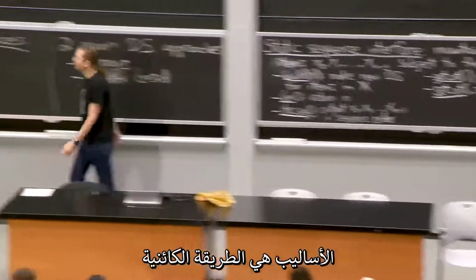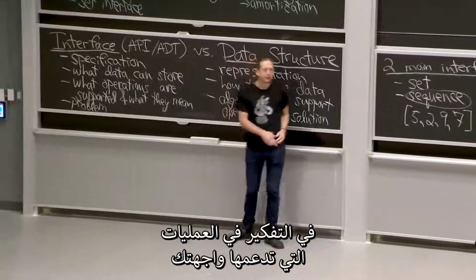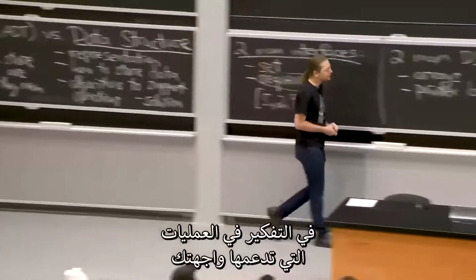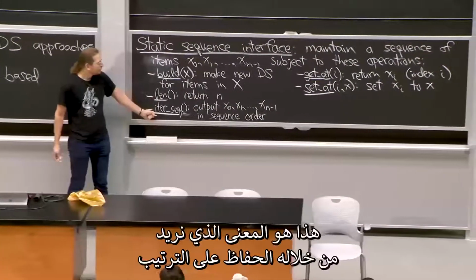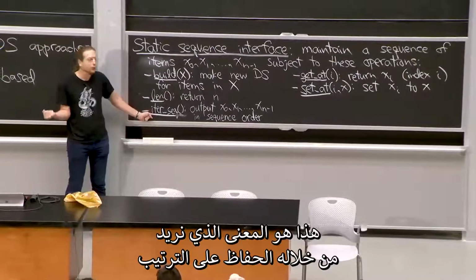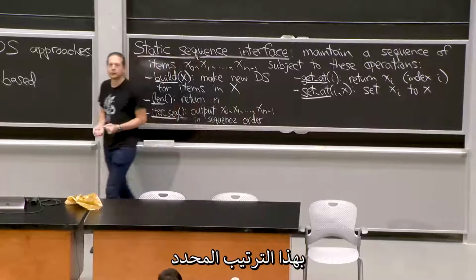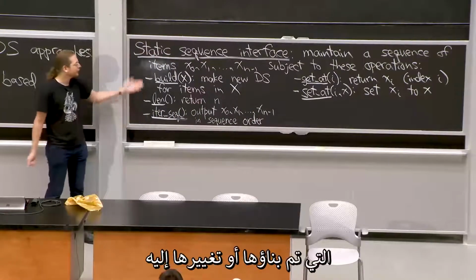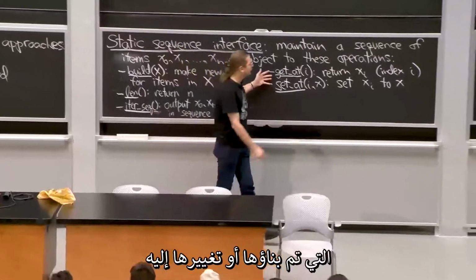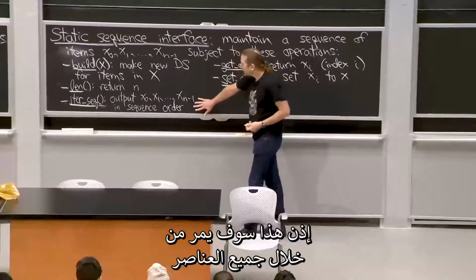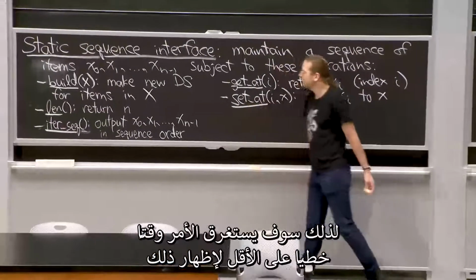Methods are the object-oriented way of thinking of operations that your interface supports. So length will just return this fixed value n. Iter sequence, this is the sense in which we want to maintain the order. I want to be able to output x0 through xn minus 1 in the sequence order, in that specified order that they were built in, or that it was changed to. So this is going to iterate through all the items. So it's going to take at least linear time to output that.